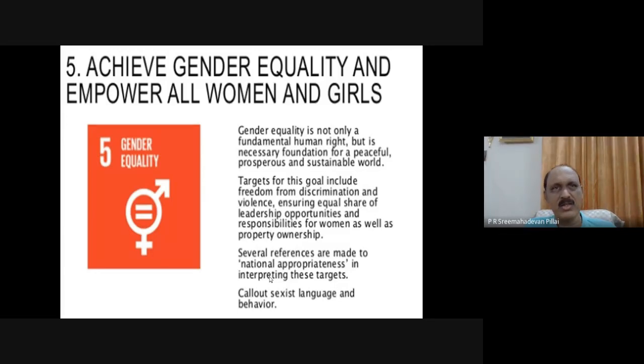There are countries with restrictions on movement of women. There are countries where women cannot own properties. There are countries where women cannot work, or certain tasks they cannot do. So it has to be annihilated by a global movement.